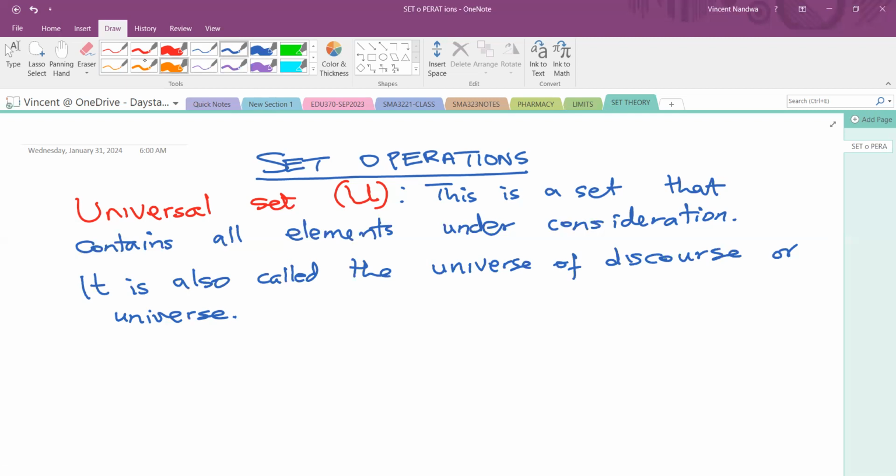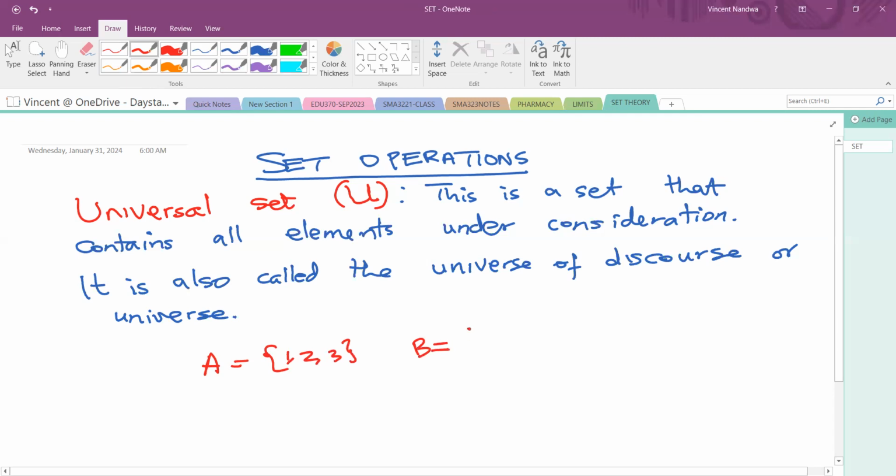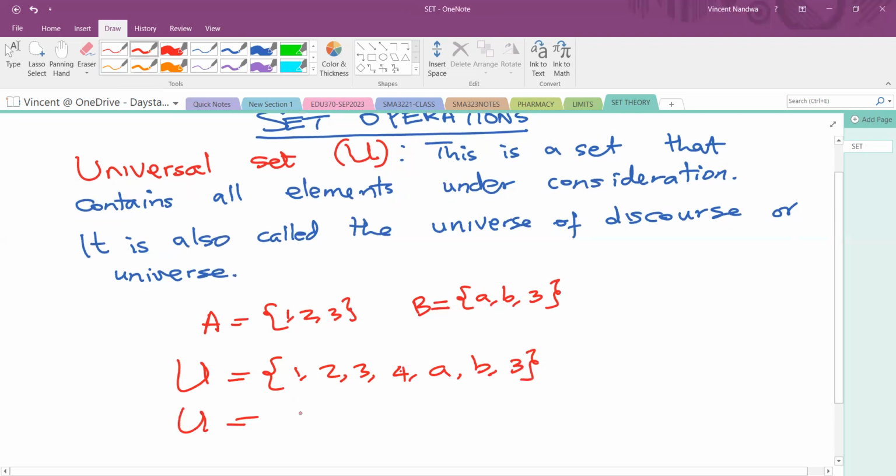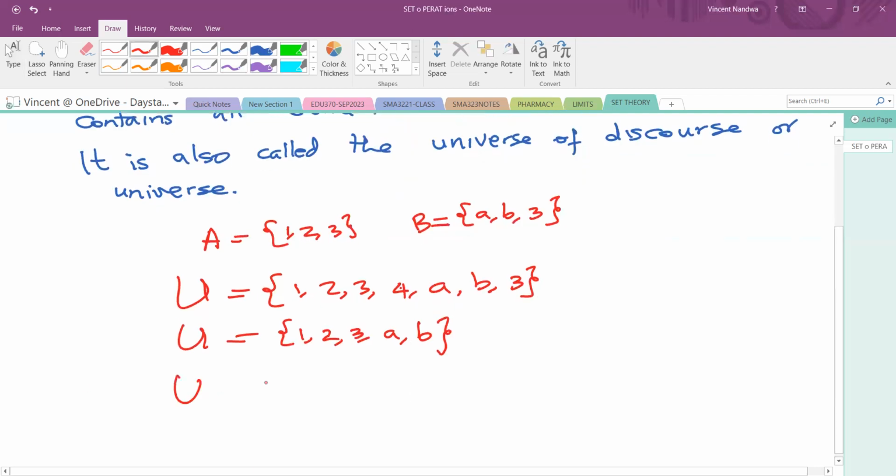And if we have, for example, this set A given by 1, 2, 3, and we have B given by A, B, 3, then a possible universal set is this set 1, 2, 3, 4, A, B, or I can say 1, 2, 3, A, B, or I can say even U equals 1, 2, 3, 8, A, B, X, Y.